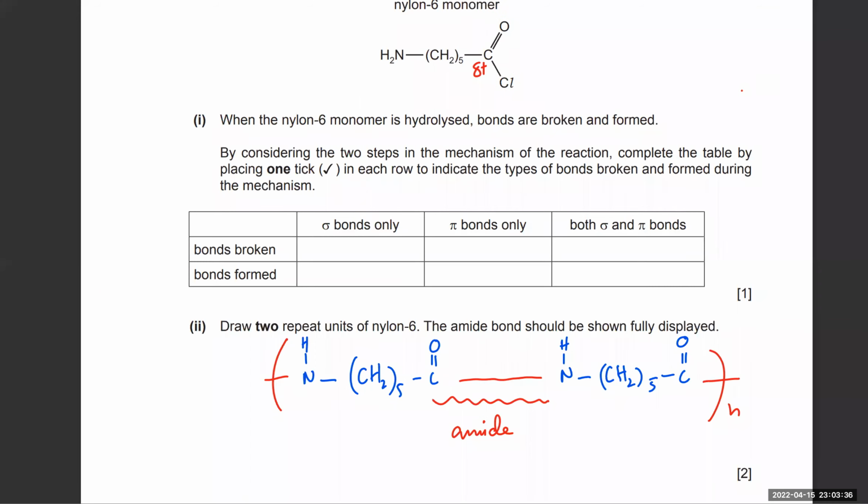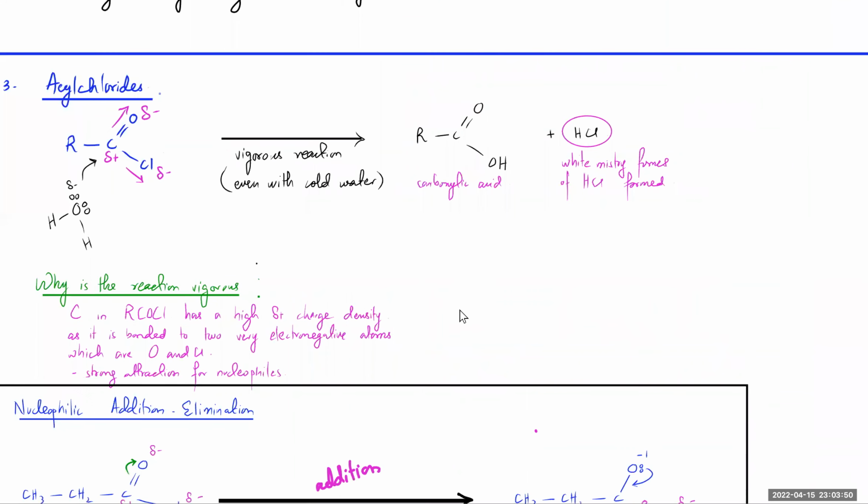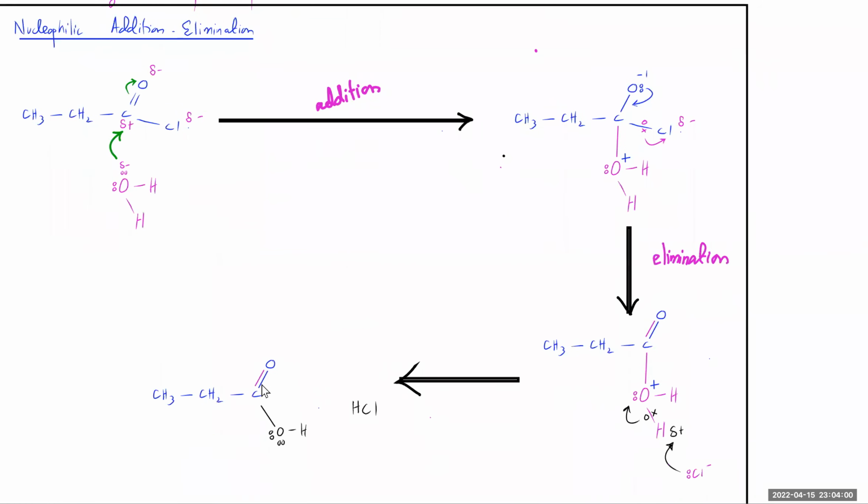So there's going to be a strong attraction for water molecules and their lone pairs. Now, hydrolysis is going to be very vigorous. It's just a continuation of the same question. So acyl chlorides, remember this, have a vigorous reaction, even with cold water. The water molecules are going to get attracted to it. Now, you have to know the mechanism. This mechanism is in your course.